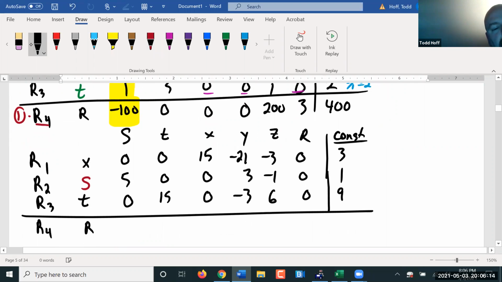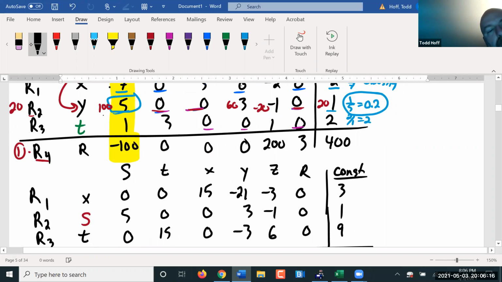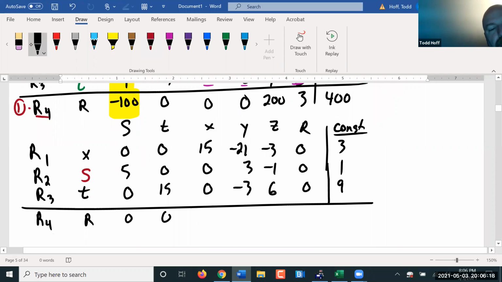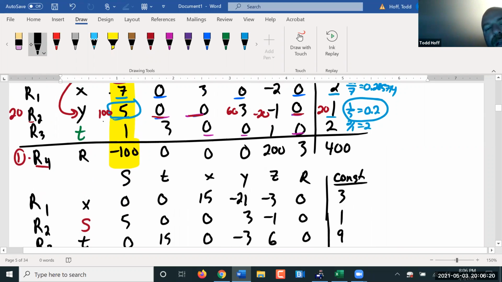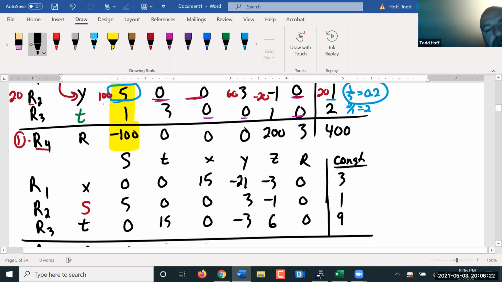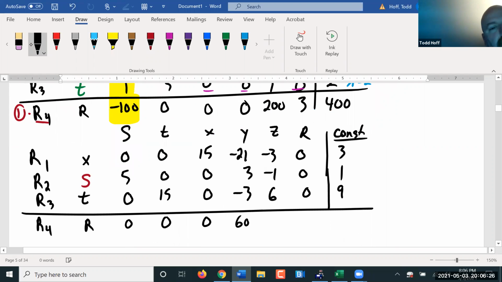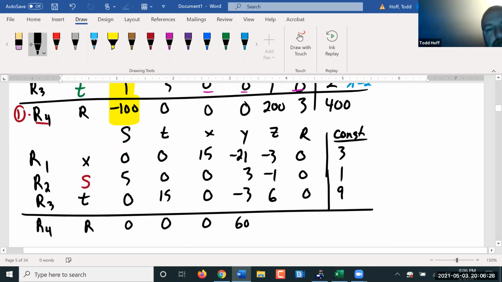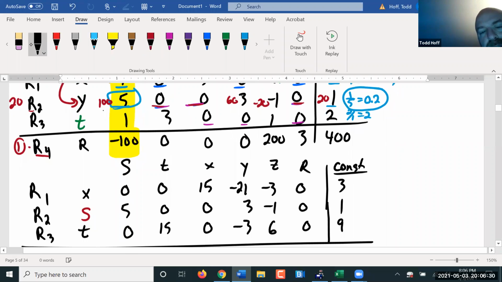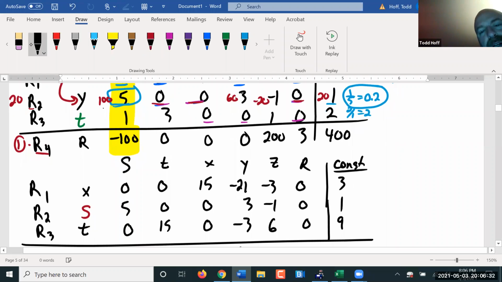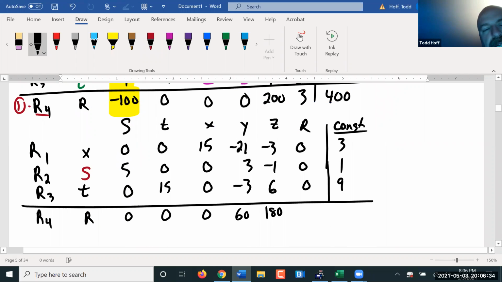100 plus negative 100 is 0. 0 plus 0 is 0 for both of the next two columns. 60 plus 0 is 60. Negative 20 plus 200 is 180.